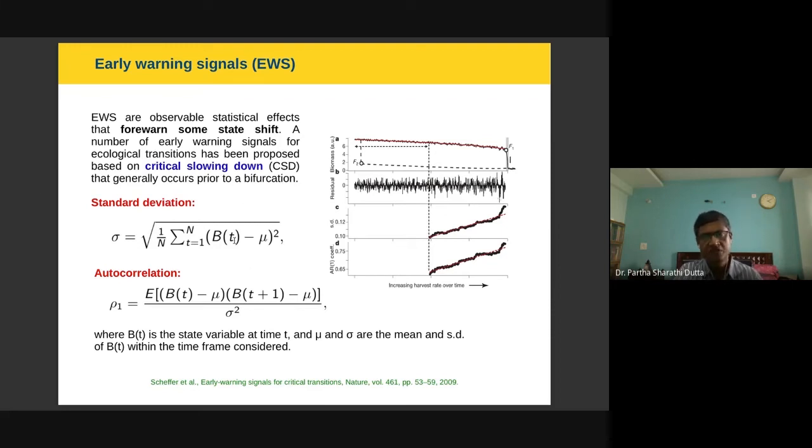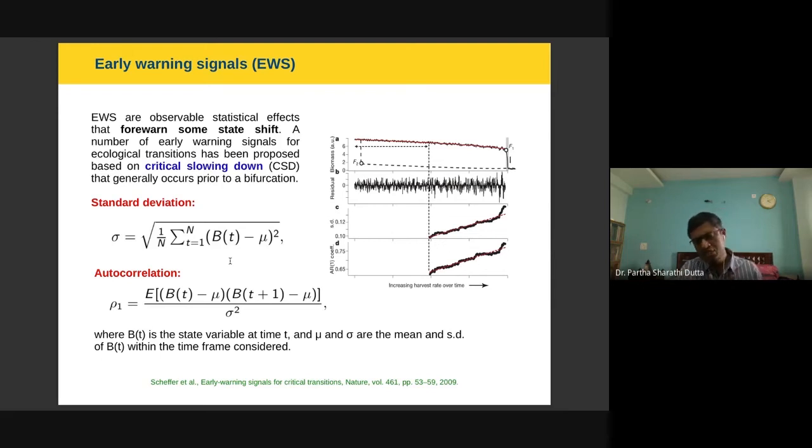The formulas are given here, right? Then I will plot the first standard deviation and the first autocorrelation. Then I will just shift the window. I will move from 1 to 51 point. Then again, I will calculate the standard deviation and autocorrelation. I will be getting those two values. I will again plot this.